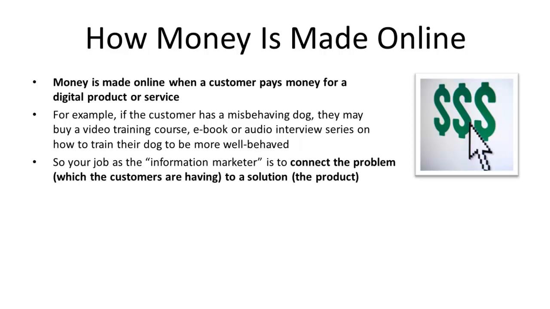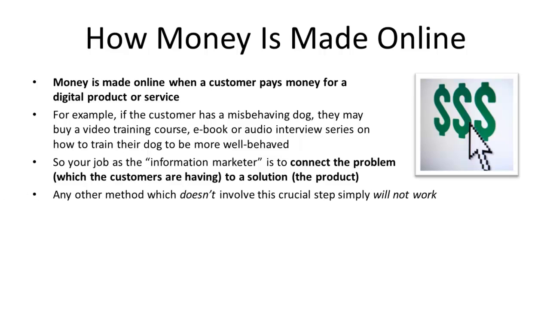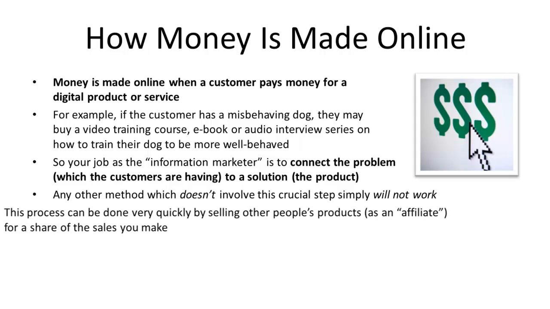So your job as the information marketer, or whatever you want to call yourself here in your online venture, is to connect the problem which the customers are having to a solution, which is of course the product, right? So that's your job. Now any other method which doesn't involve this crucial step simply will not work. So if you see any kind of software being advertised that will generate money instantly and on demand, the thing is that won't work because it isn't satisfying that criteria. It's not helping a customer with their problem. In other words, selling a product to the customer, right? Everything revolves around that process, selling the product to the customer.